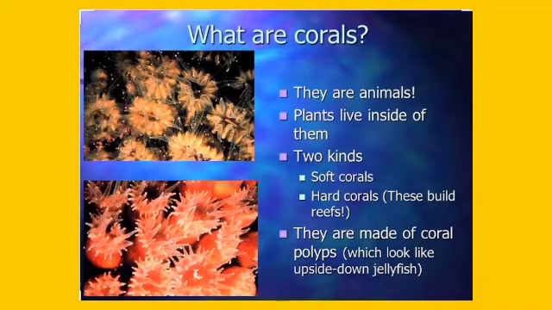Corals are animals, children, not plants. Note that, right? There are two kinds of corals, soft corals and hard corals. Hard corals build reefs, children. They are made up of coral polyps, children, which look like upside down jellyfish. These coral polyps are found in the warm ocean currents, children.